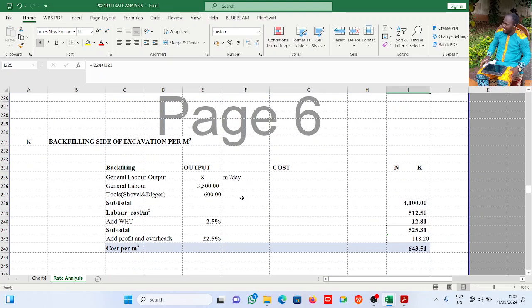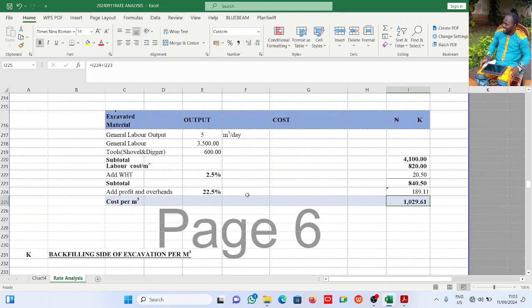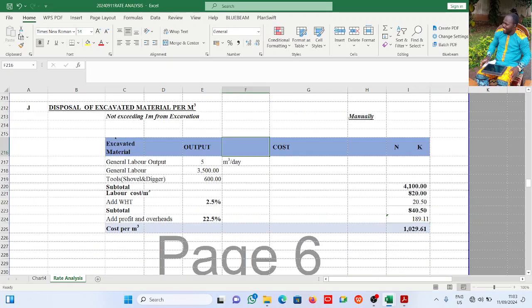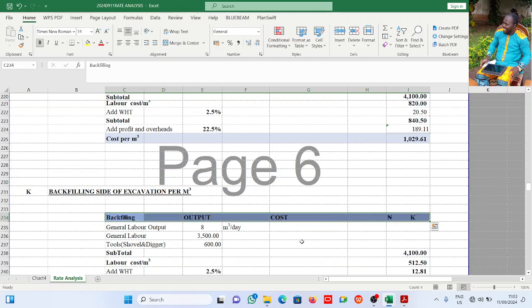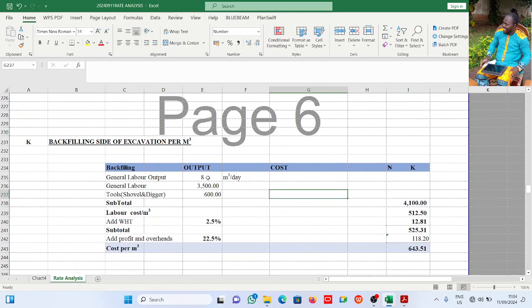All right, now backfilling. Backfilling to excavated materials, backfilling to excavation. Basically 8 cubic meters is the output per day, and it is being done by unskilled labor at 3,500. So this gives me that. Of course, for tools, shovels, diggers, as the case may be. Then I add withholding tax 2.5%, then I add profit and overhead. That gives me that.